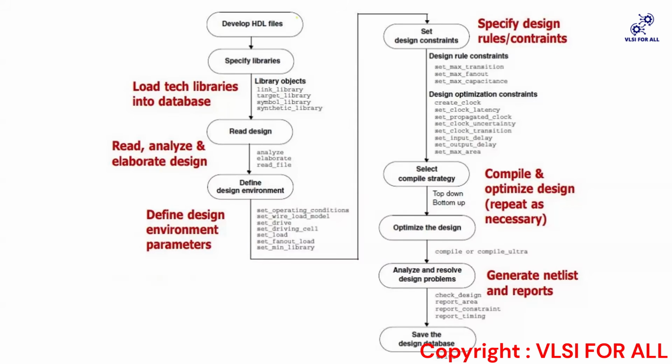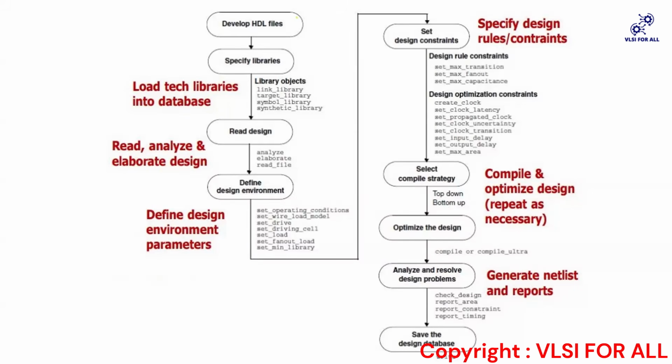So we can use commands like set link library, and in the curly brackets, you can write the path. You can give the path of the file. It is a DB file in DC shell, okay? And set target library.